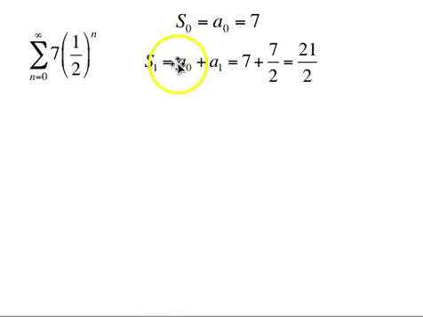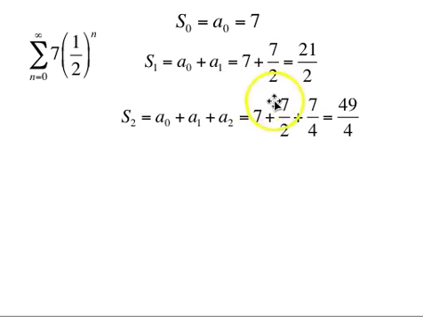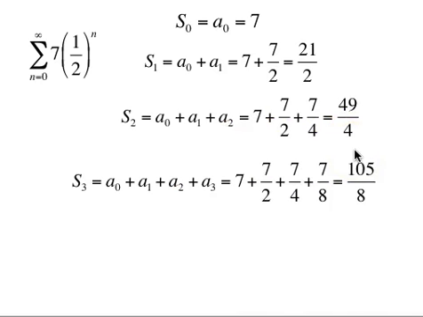If I add the 0th and the first element, I get 7 plus 7 halves, which is 21 halves. S sub 2 is the 0th, first and second. 7 plus 7 halves. If n is 2, a half squared is 1/4, 7 fourths. We add those three and we get that number. If s is 3, we take our partial sums up to the third element. 0th plus first plus second plus third. If n is 3, a half to the third is 1/8. That's 7/8. So 7 plus 7 halves plus 7 fourths plus 7/8. Looking at all these things, 7, 21 halves, 49 fourths, 105/8.